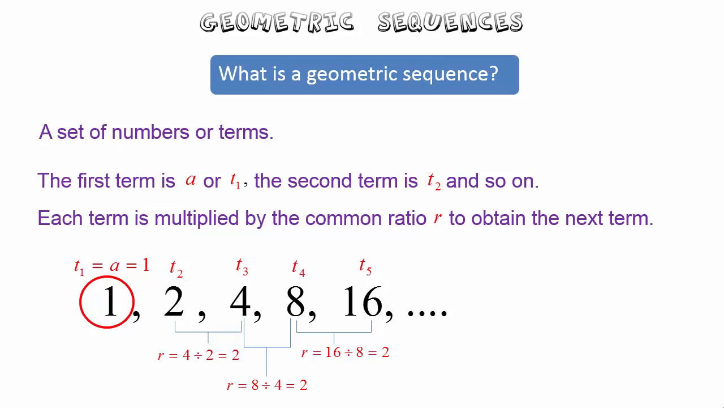And to work it out, if you're not sure about that, all you do is take any two consecutive terms and divide the second term by the first term. As you can see there at the bottom, R will be 4 divided by 2, which is 2, or if I take the consecutive terms 8 and 16, R would be 16 divided by 8, which is also 2.